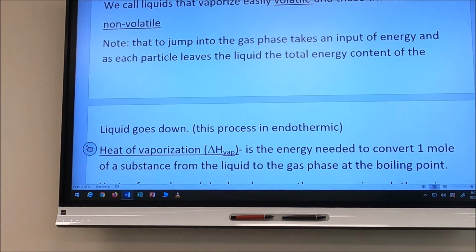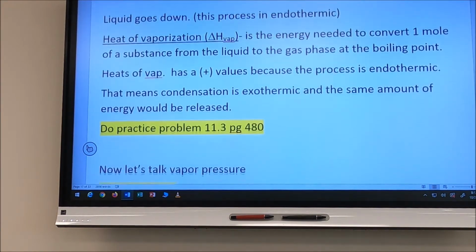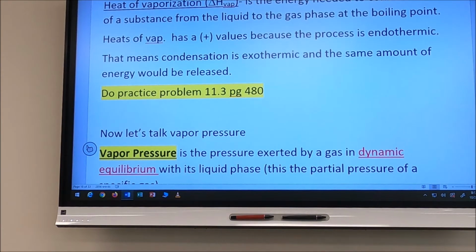Heat of vaporization, delta H VAP, is the energy needed to convert 1 mole of a substance from a liquid to a gas phase at the boiling point. Now, heat of vaporization is going to be a positive value because evaporation requires an input of energy.